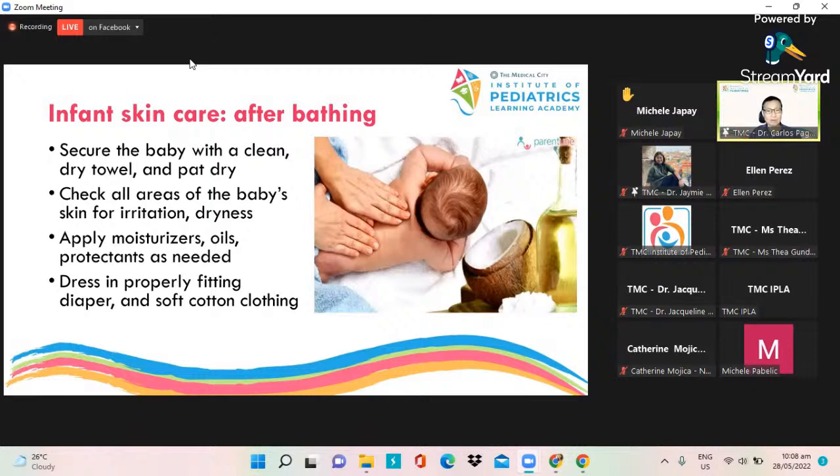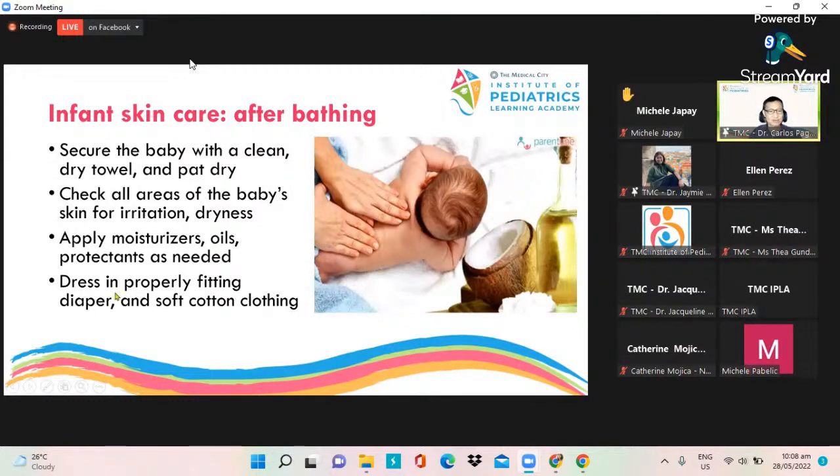Doc, meron akong virgin olive oil. Pwede ba yun? It's okay, but ang problema ng olive oil, it has oleic acid. Yan ang isa sa mga base ng ating olive oil. Kaya oleic acid naman is a more known irritant for baby skin. So between the two, kung meron naman kayo, mag-virgin coconut oil na lang po tayo, right?